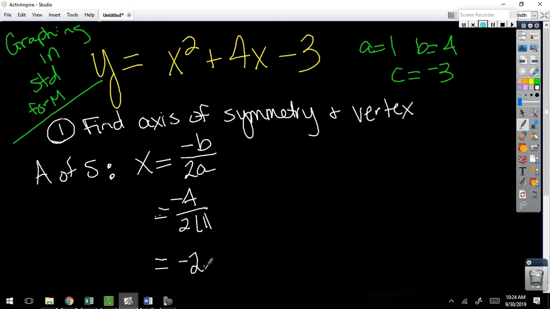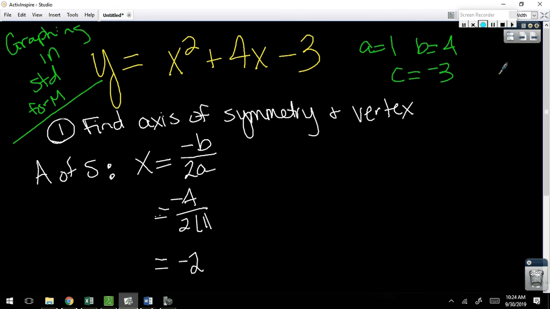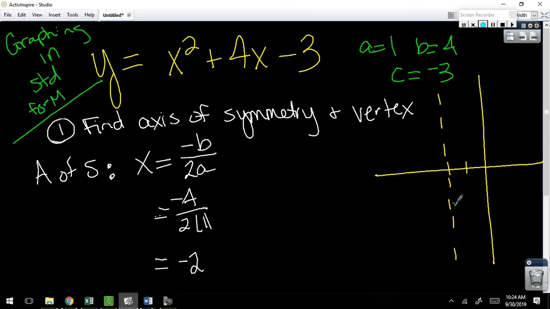So I'm going to go ahead and graph that just to have it here. So at negative 2, I have an axis of symmetry. It's not actually a part of the graph, so I'm going to dash it. So I know that's not part of the graph. That's just the middle. It's going to keep me in line here.